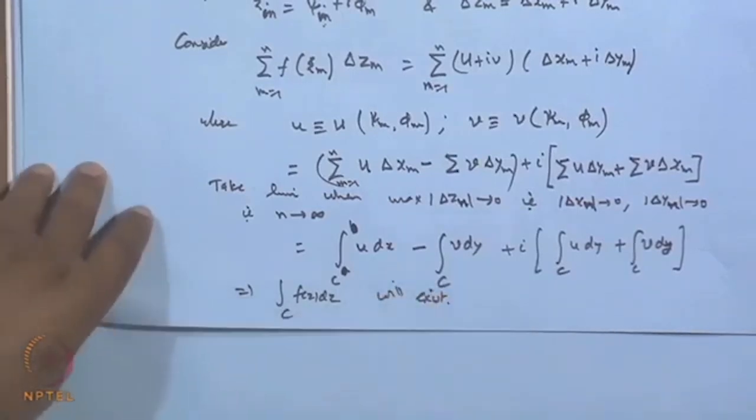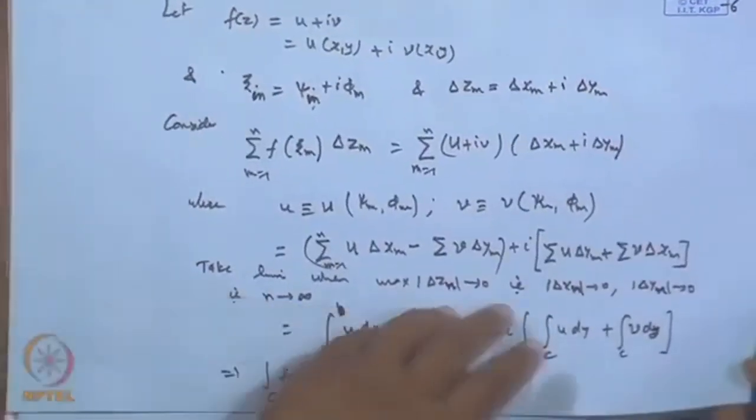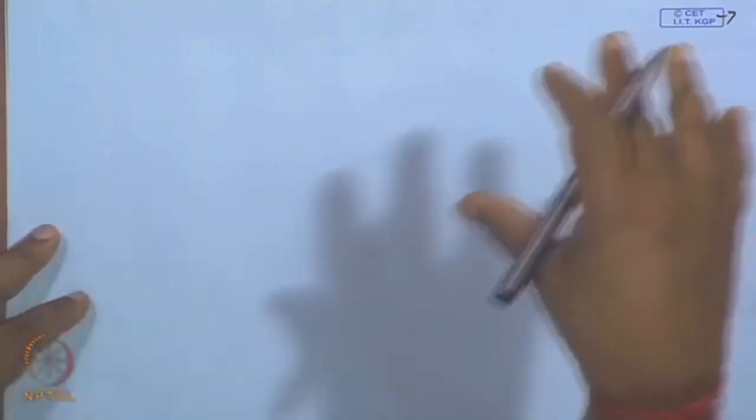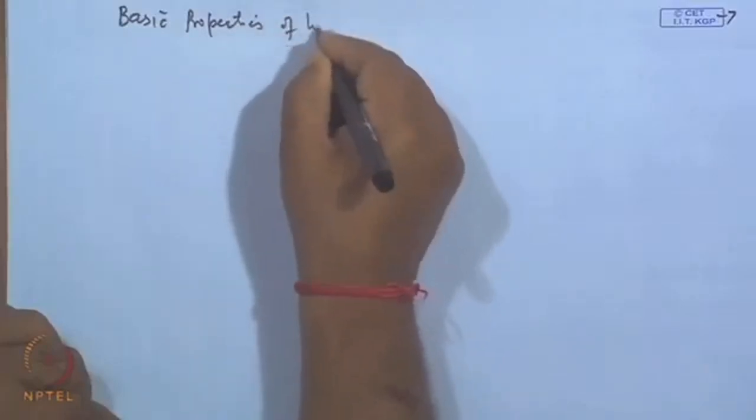Clear? That's one. Now there are certain properties which this line integral enjoys, as we have in the case of a real variable. Like a definite integral, the sum of two definite integrals is the sum of their integrals, and a constant times a function has integral equal to the constant times the integral of f dx, and like this. Similarly, there are a few basic properties of line integral.